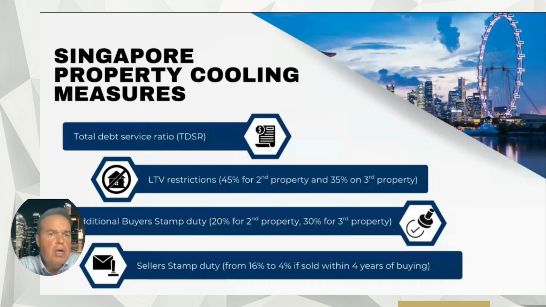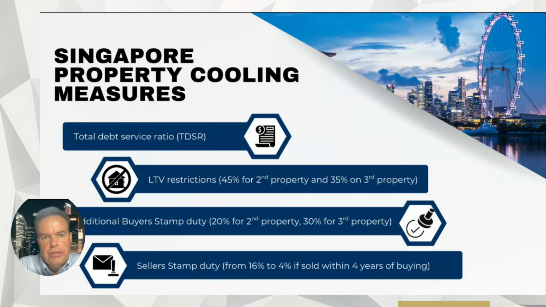So some of them are the total debt service ratio, sometimes referred to as TDSR. And the TDSR basically limits how much you can borrow. Once you've hit a certain percentage of your total monthly income, then you cannot borrow any more money. So it limits how much you can borrow. And in turn, if you needed to borrow money through a mortgage to buy another property, that could be something that stops you from acquiring another property.